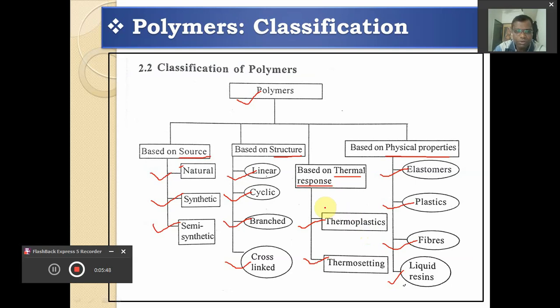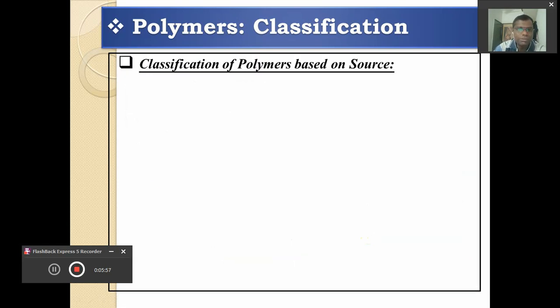So here definitely we are going to study all these classifications one by one in detail with their respective examples also. First of all, we will talk about the first type of classification of polymer, and that classification is based upon what? It is based upon the source.